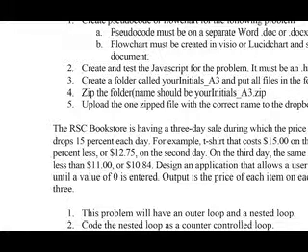Okay, so this problem, you will create pseudocode or flowchart for the following problem. Pseudocode must be on a separate Word.doc or docx. Flowchart must be created in Visio or Lucidchart and saved to a PDF document. Create and test the JavaScript for the problem. It must be a .html file. Create a folder called yourinitials_A3 and put all files in the folder. Zip the folder and upload the one zipped file with the correct name to the Dropbox.